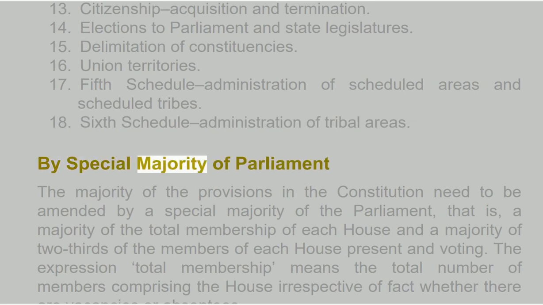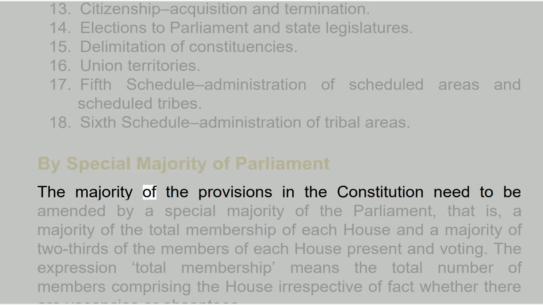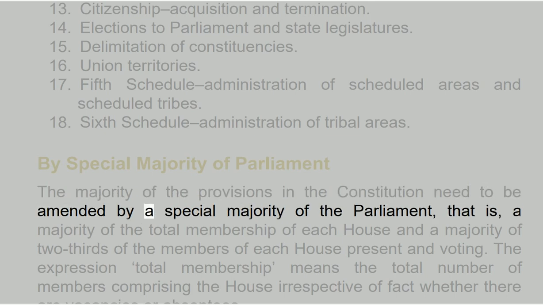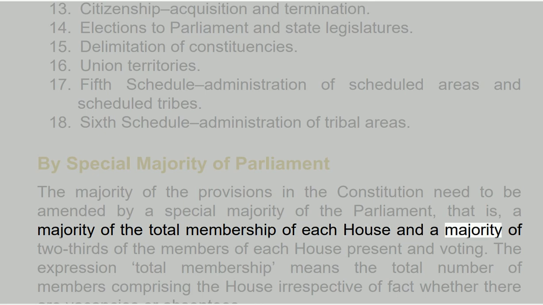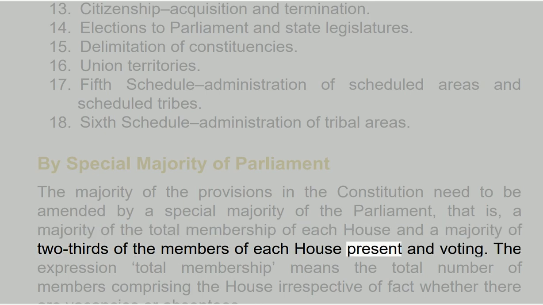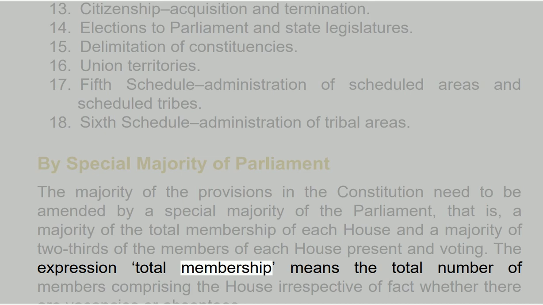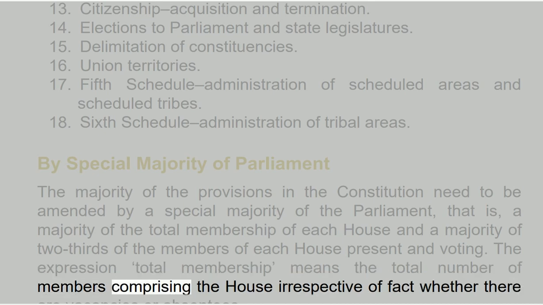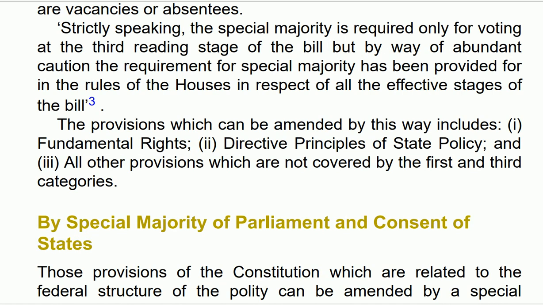By special majority of Parliament. The majority of the provisions in the Constitution need to be amended by a special majority of the Parliament, that is, a majority of the total membership of each House and a majority of 2/3 of the members of each House present and voting. The expression total membership means the total number of members comprising the House irrespective of whether there are vacancies or absentees.